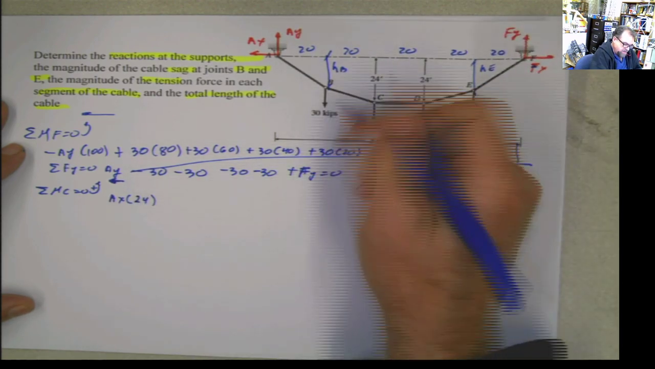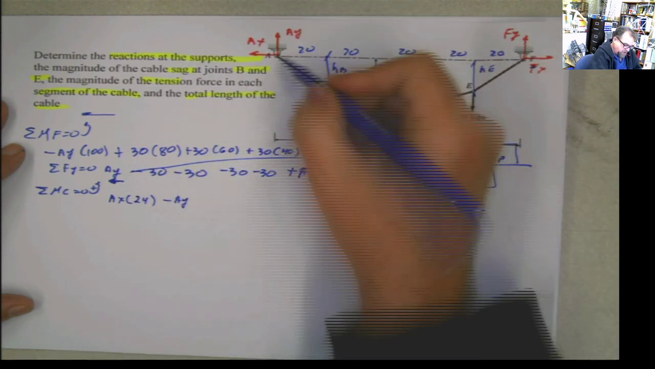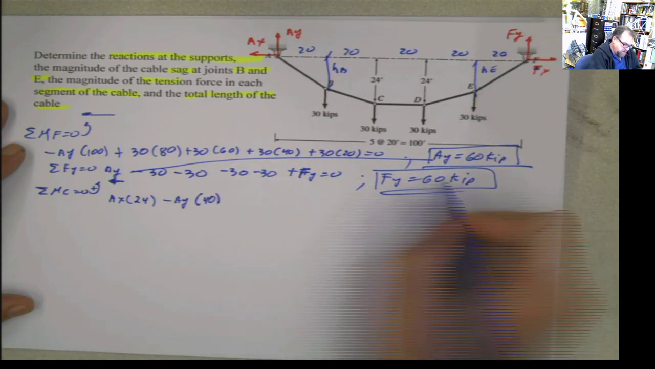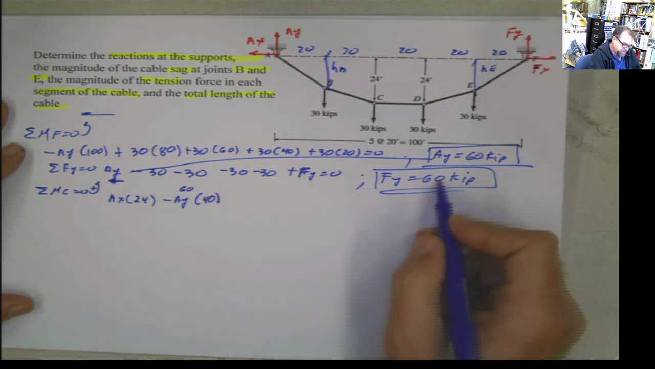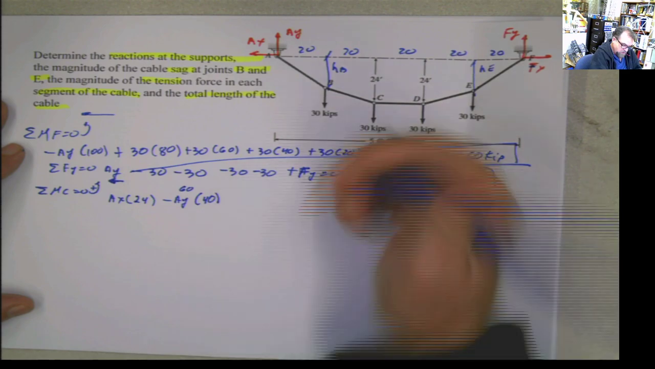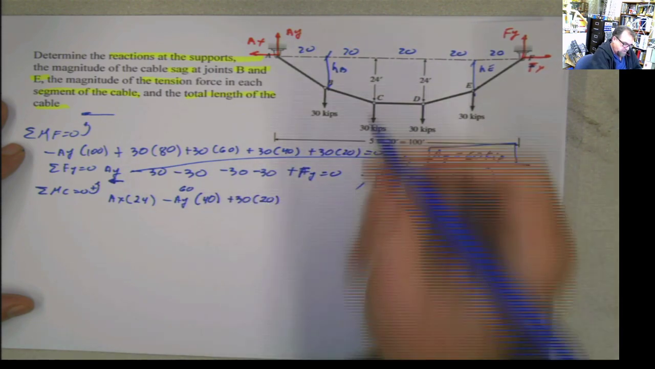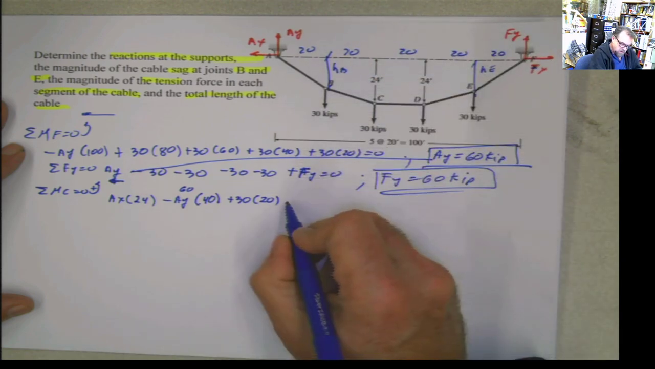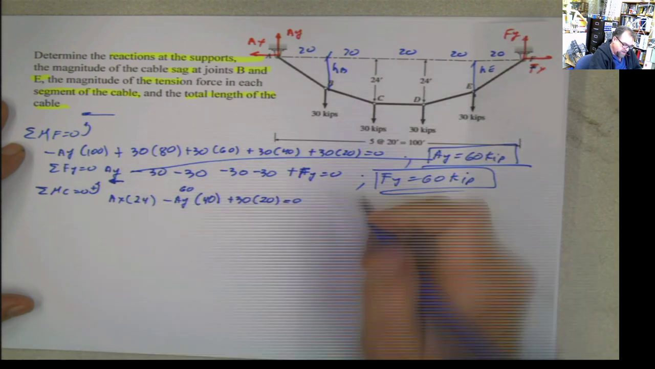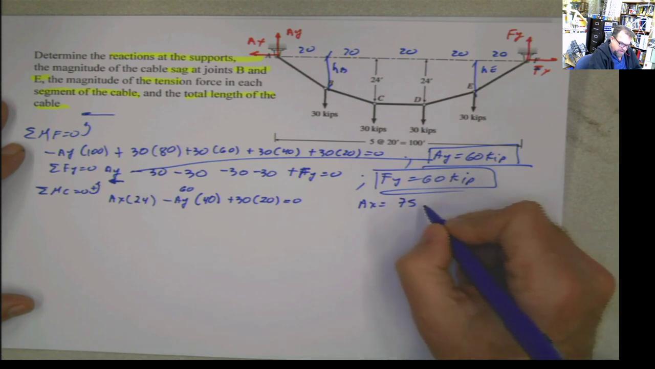And then you have minus AY, multiplied by 40. But AY, remember, we calculated as 60 before. And then I have positive 30, times 20. And that has to be equal to 0 because there's nothing else. So when I solve for AX here, it equals 75 kip.